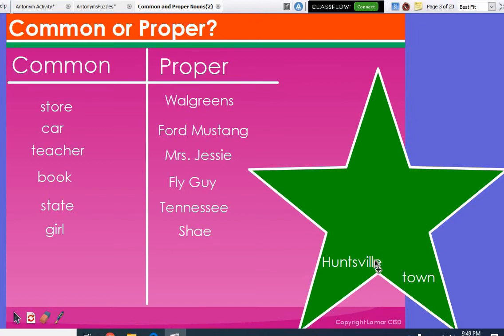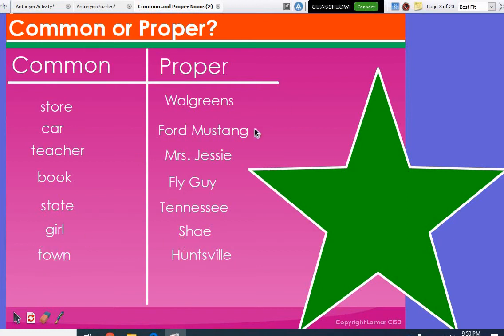All right, and that leaves me with Huntsville and town. Which one of these would be a common noun, not a name? Yeah, town, because the name of the town isn't town. The town's not named town. The town is named Huntsville. So we're going to put Huntsville with the proper noun since it's a name, and town with the common noun because it's not a name.